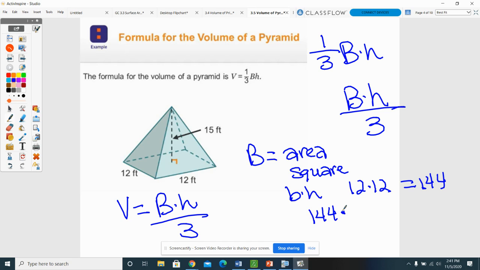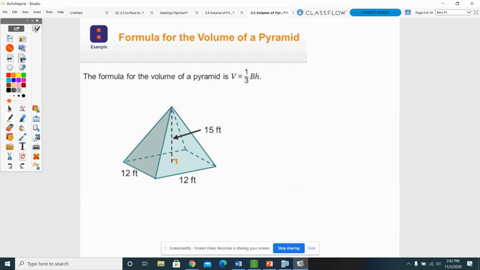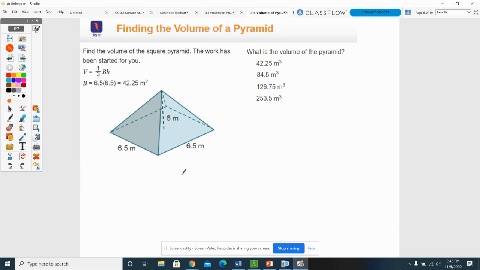Take it times the height of the pyramid, which comes from the apex right to the middle. That's 144 times 15. We're going to divide it by 3 because it's not a prism. It's a pyramid. 144 times 15 divided by 3 is 720. We're talking about the number of cubes that would fill it up. That is feet cubed. So big B times H divided by 3.